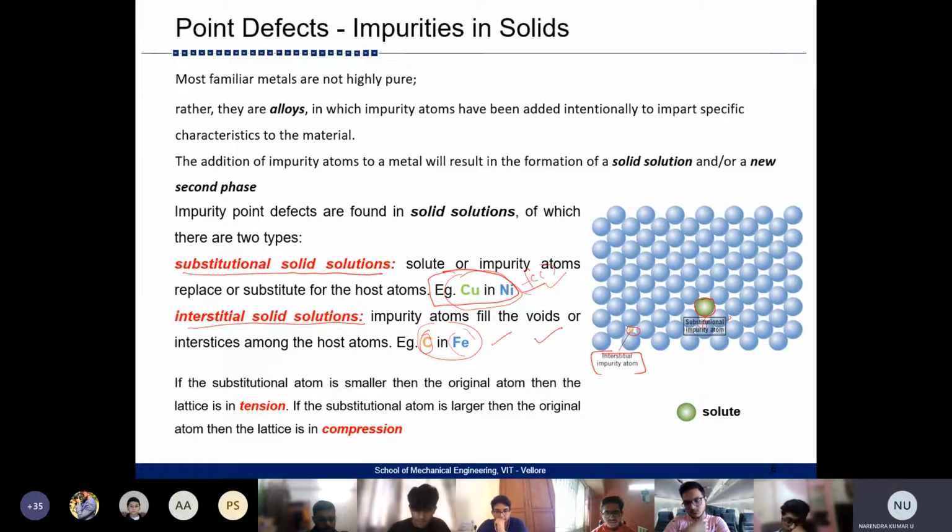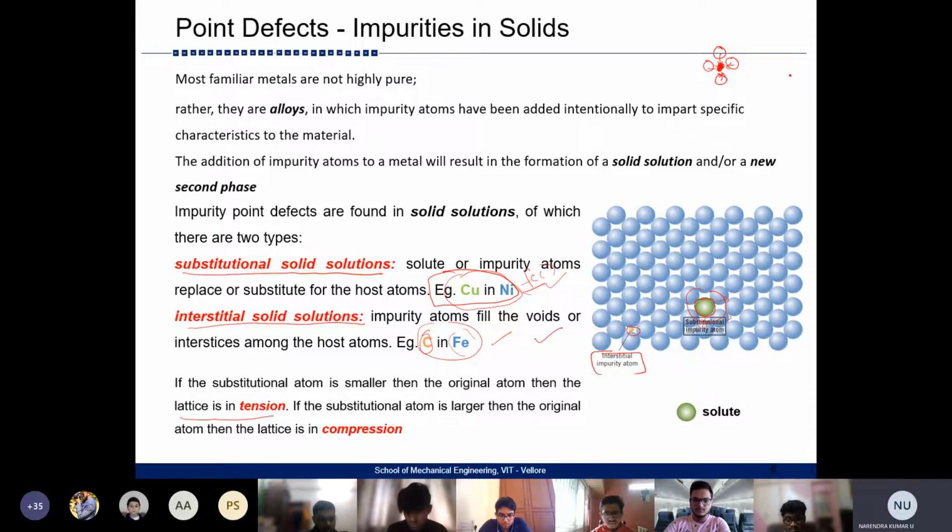If the substitutional atom is smaller than the original atom, then the lattice is in tension, and if the substitutional atom is larger than the original atom, then the lattice is in compression. To understand this with a very simple diagram, if I make a smaller atom sitting in the lattice points, it is going to pull the surrounding lattice points towards it. That is called tension.